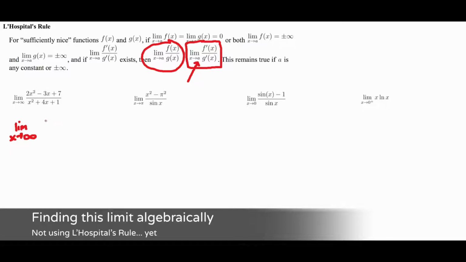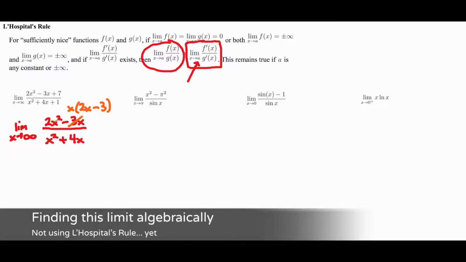So you would end up with something like 2x squared minus 3x, and get rid of that 7 because it's meaningless since we're going to infinity, divided by x squared plus 4x, again getting rid of that plus 1. The x, this 1, and this 7 are completely meaningless for this argument. Now from here, we can factor the top and get x times the quantity 2x minus 3.